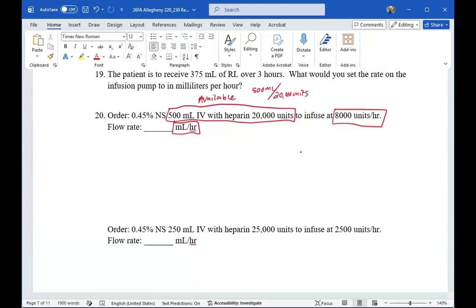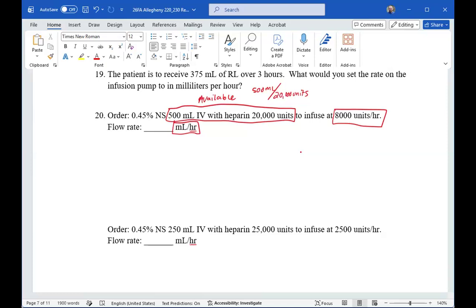Some people will start with mLs, which is a good way to start. Some people, including myself, will start with the starting flow rate and then move to the converting rate. It's really up to you what you decide to do. So I'll show you both ways on this problem, and then we'll work through one more like with an insulin, and then we'll get into the heparin protocol.